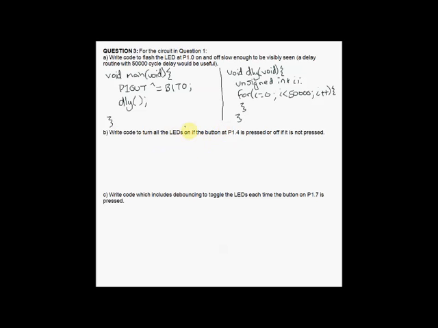Okay, next one. We want to turn all the LEDs on if the button at P1.4 is pressed, or off if it's not pressed. So we'll write our void main again.